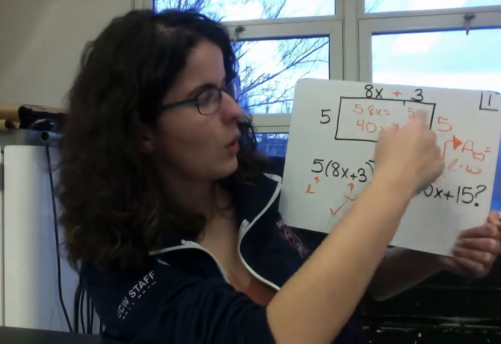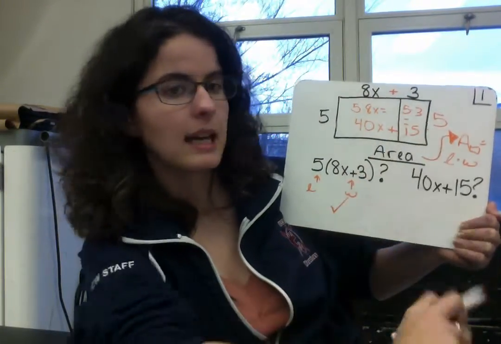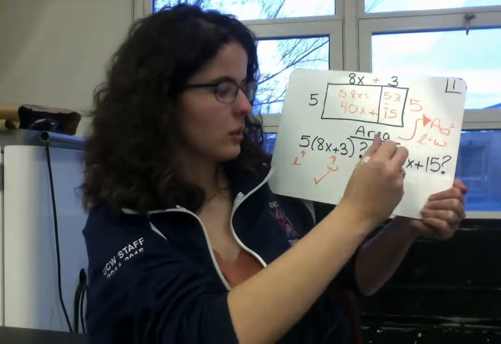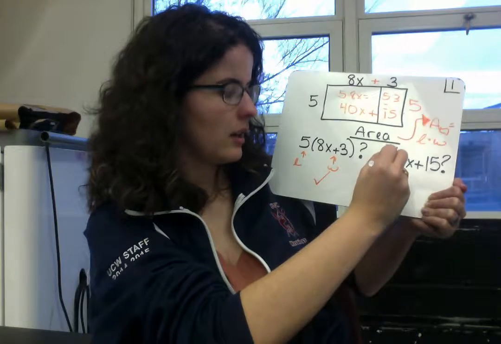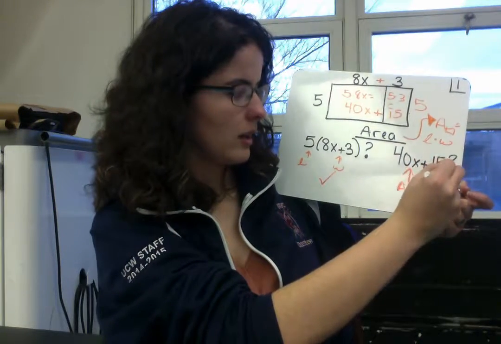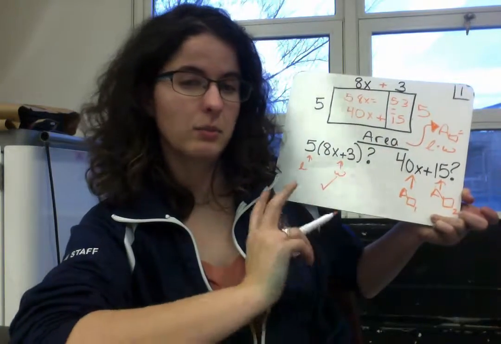In order to find the total area, I would need to combine those two areas, which means I would need to add them. So it looks like 40x plus 15 does actually work because I have the area of rectangle 1 and I also have the area of rectangle 2 that are being combined. Both work.